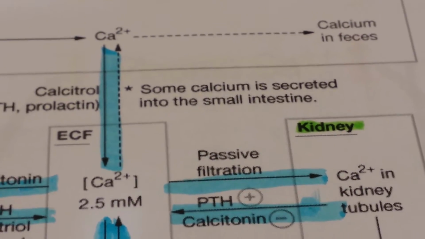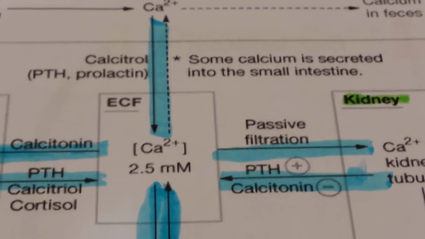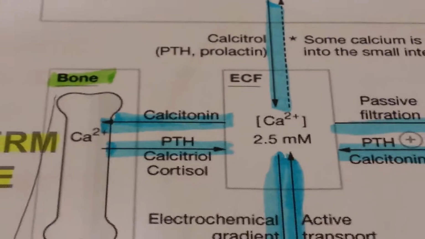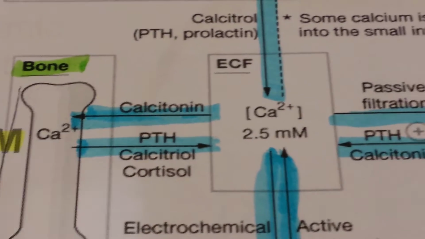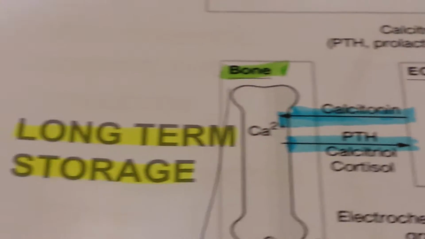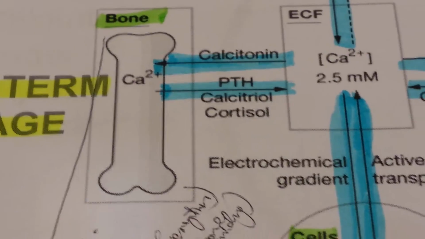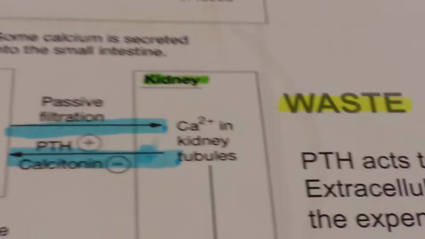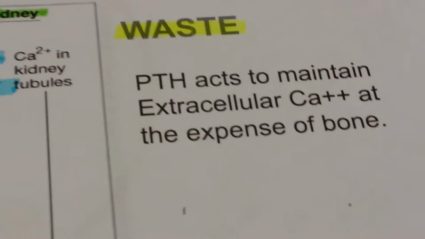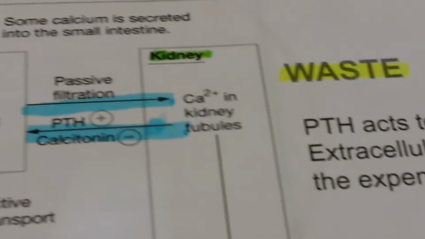Some calcium is secreted into the small intestine and the ECF. Now, from the ECF into the bone, calcium is needed to convert it for long-term storage in the bone. On the other side, in the kidney, PTH acts to maintain extracellular calcium at the expense of the bone.